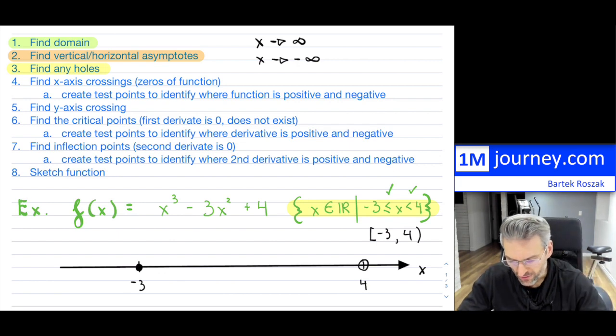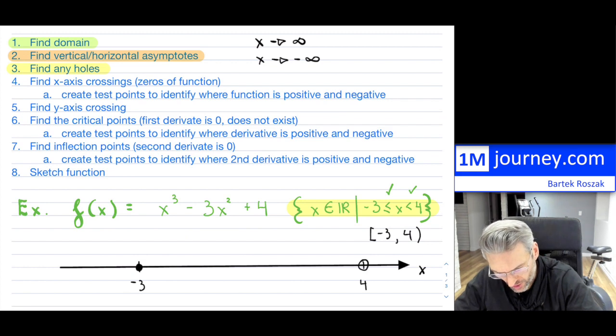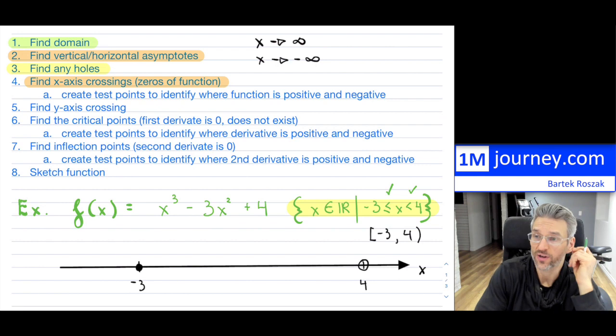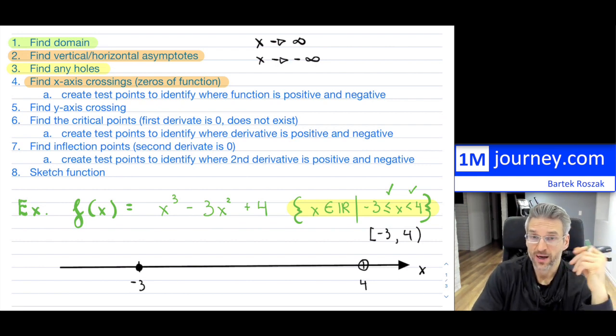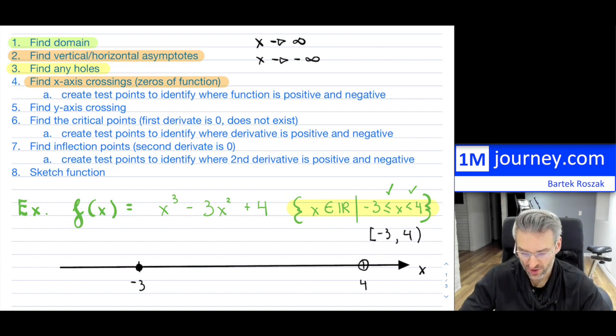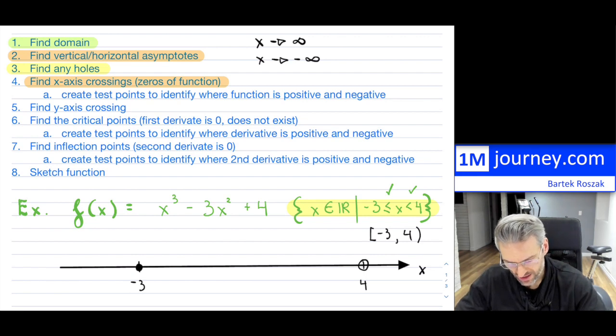Now, how about number 4? With regards to polynomials, can we have x-axis crossings? So these are the zeros of the function. Well, yes, indeed, we are going to be running into these, possibly, depending on what the actual function is, but we can certainly try to see and test it. So for these crossings, we have to set the function equal to 0.